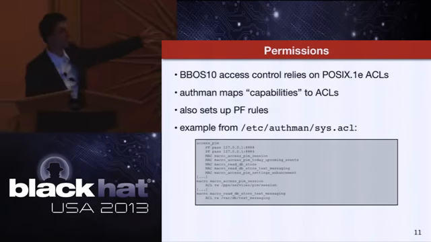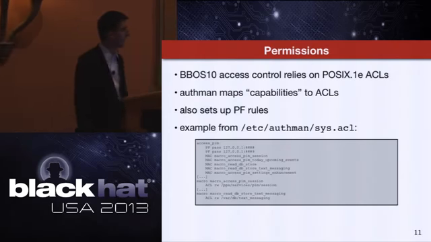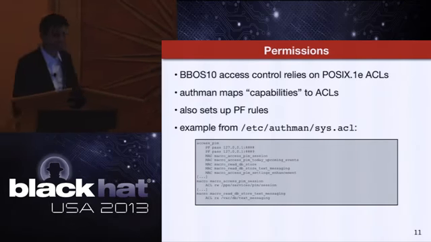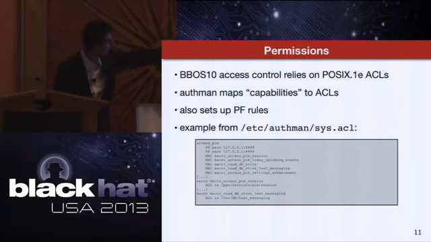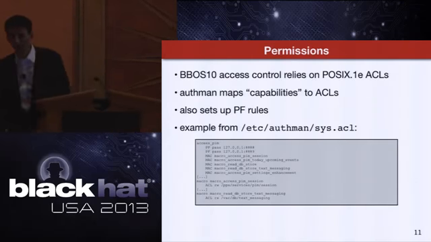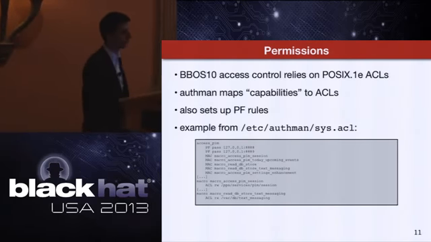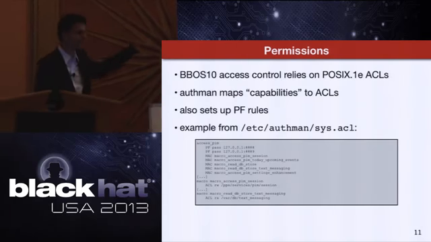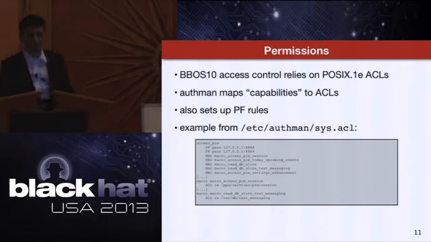So for instance, if you want access to the personal information manager, then you have this access PIM, all right? And this gets expanded to these macros, some of which you see down here, and also to PF rules. So BlackBerry or QNX 8 integrates the OpenBSD packet filtering framework, and authman dynamically, if you give certain rights, will insert filtering rules according to these rights.